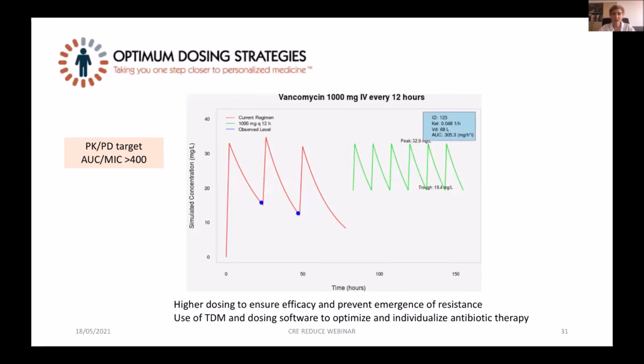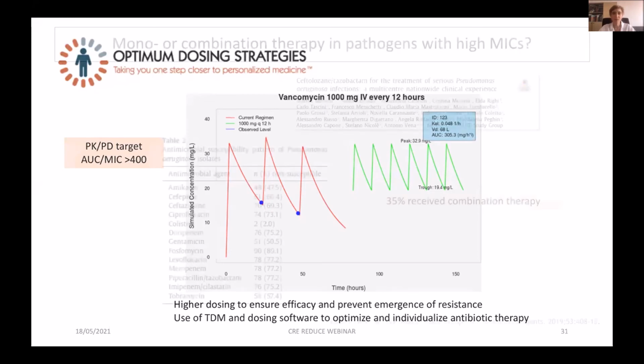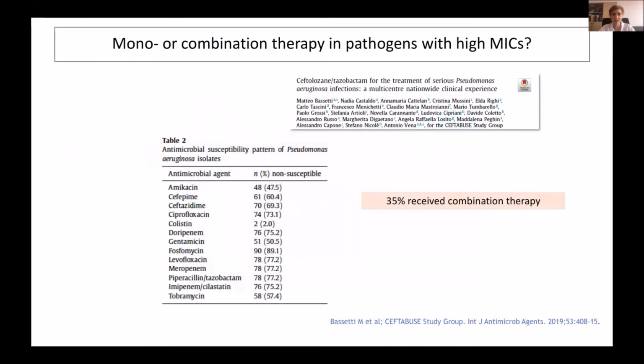But probably what we need in these populations of patients is the use of dosing software to optimize and individualize antibiotic therapy, to ensure efficacy but also to prevent emergence of resistance. This dosing software enables calculating the AUC over the MIC, which is the PK/PD target for vancomycin, and looking at efficacy and toxicity thresholds. So that's probably the best way to optimize in these populations.